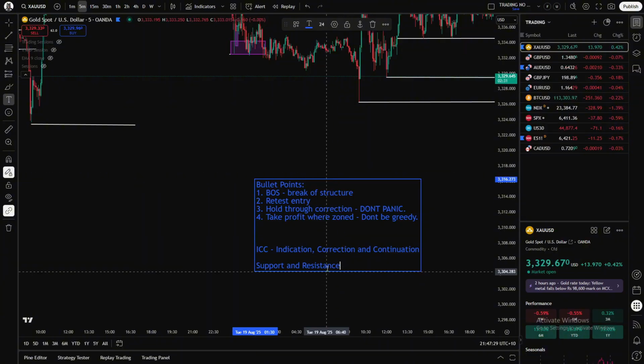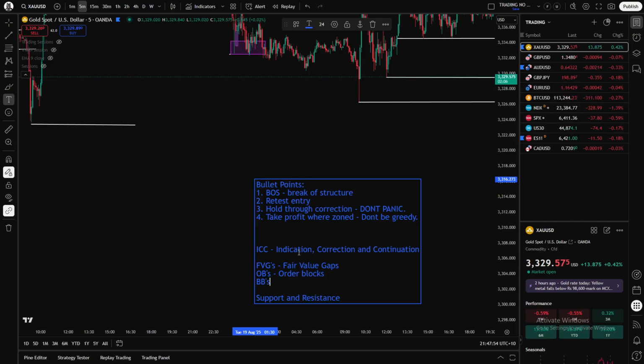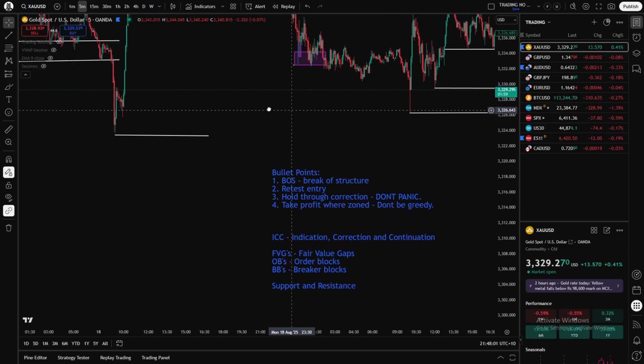In the indication and the correction in the ICCC, we can also look for FVGs, which are fair value gaps. We can look for OBs, which are order blocks, and we can look for BBs, which are breaker blocks. And that's it, guys. This is just everything you need to know.